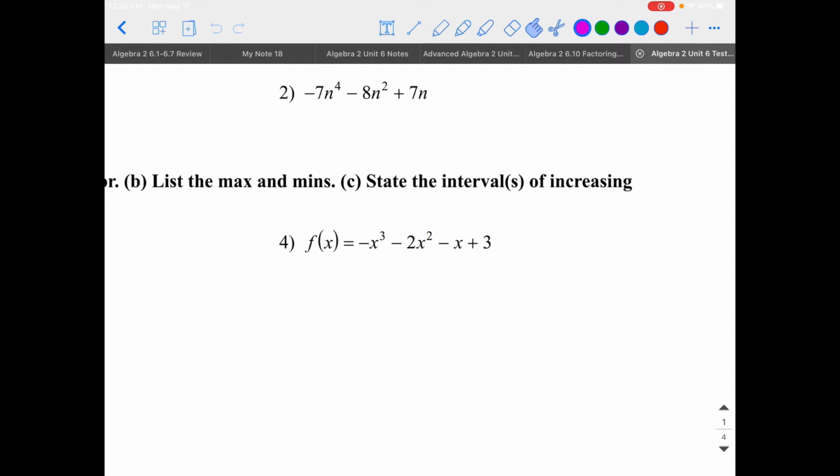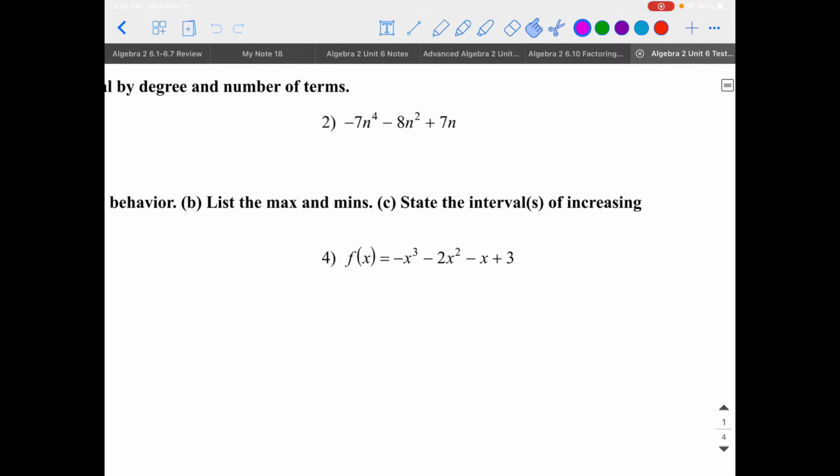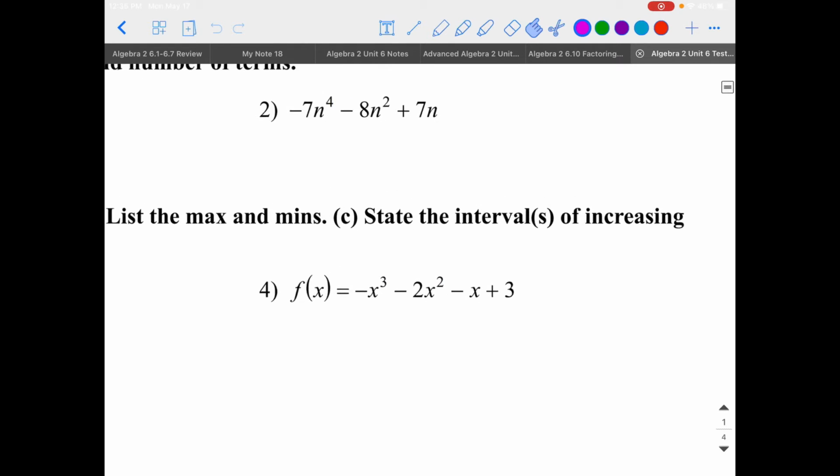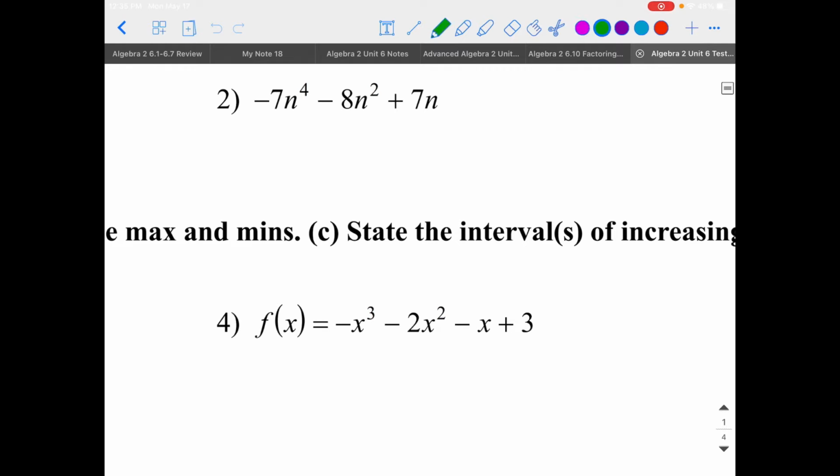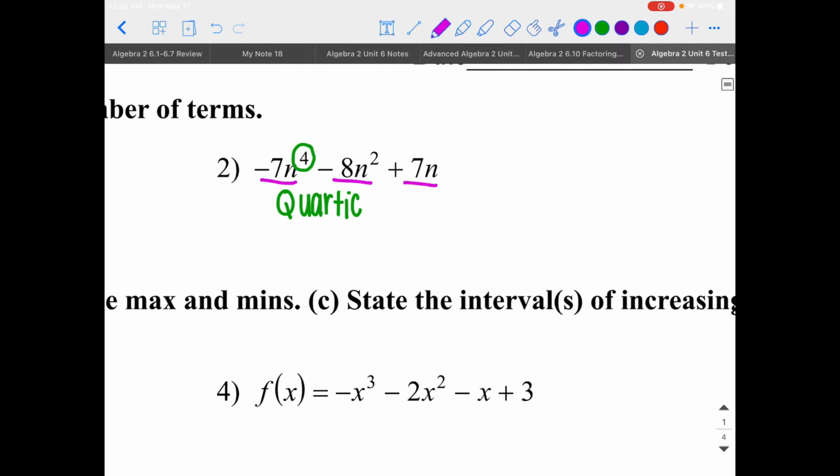Numbers 1 and 2 are about naming the polynomials, and this came from lesson 6.1 where there were two charts and you named based on two things. The first one is the degree. That's the highest exponent. So in this case, the highest exponent is 4. If you look by degree where it says 4, that's quartic. And then the other thing is the number of terms. We have 1, 2, 3 terms. So it is a quartic trinomial.